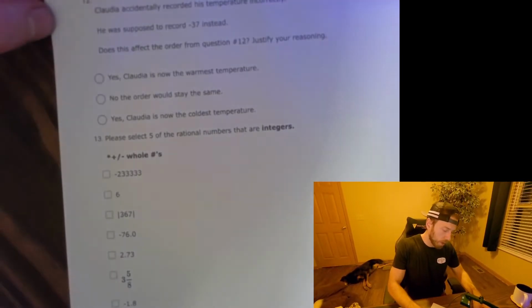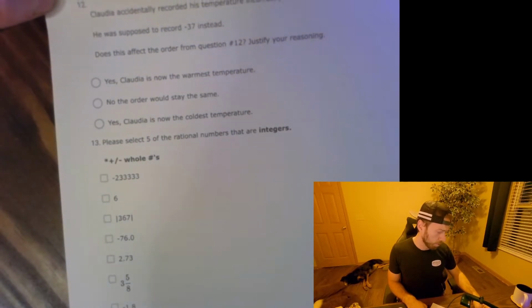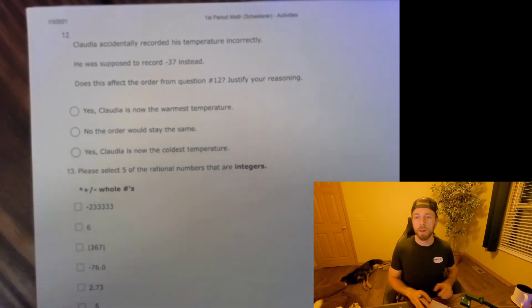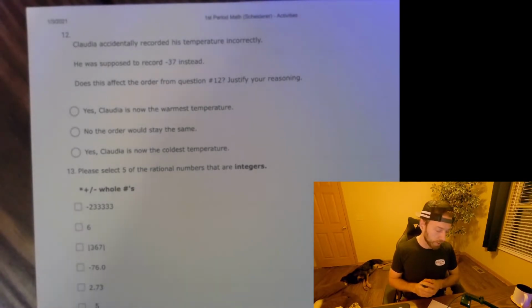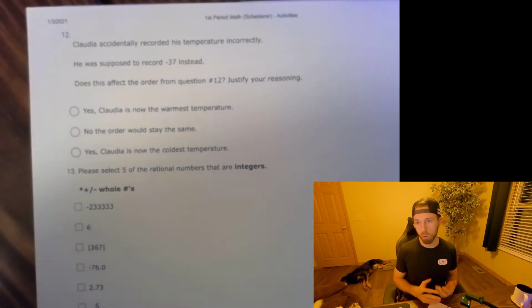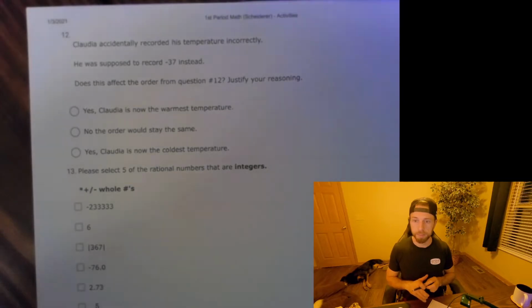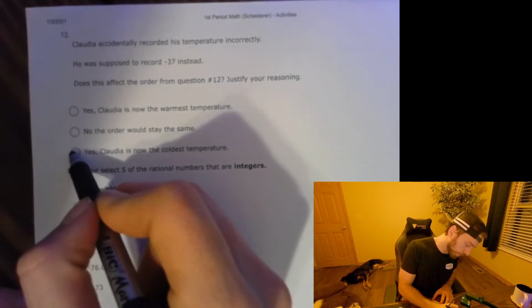Number 12. Claudia accidentally recorded his temperature incorrectly. He was supposed to write -37 instead. Does this affect the order from question number 11? Yes, it most definitely does. It'll actually give him the coldest temperature because -37 would then be the smallest number.